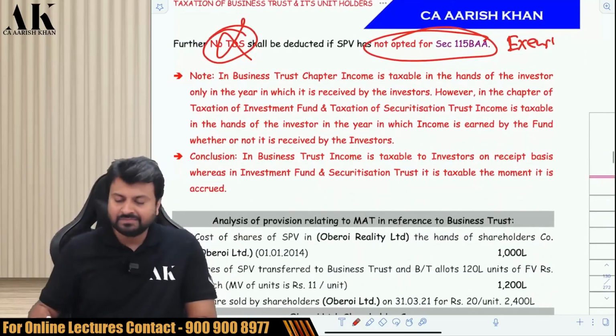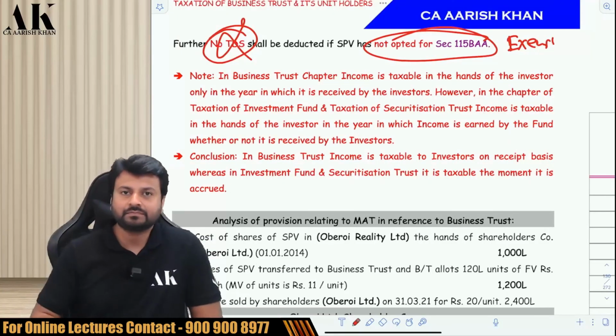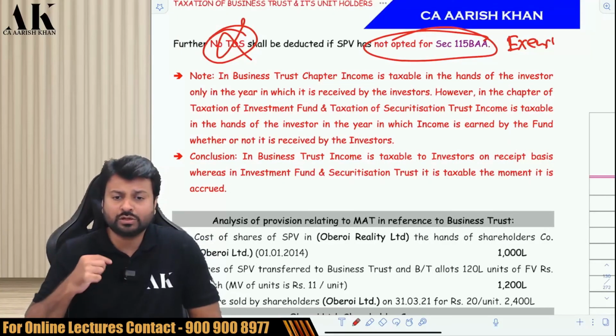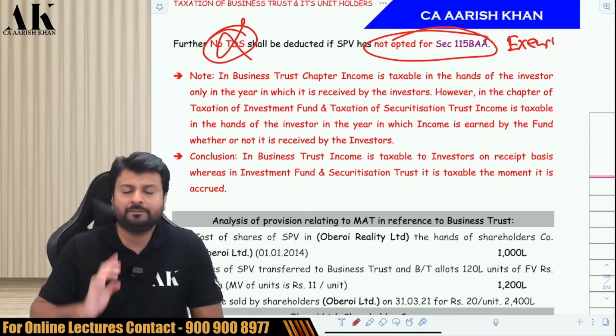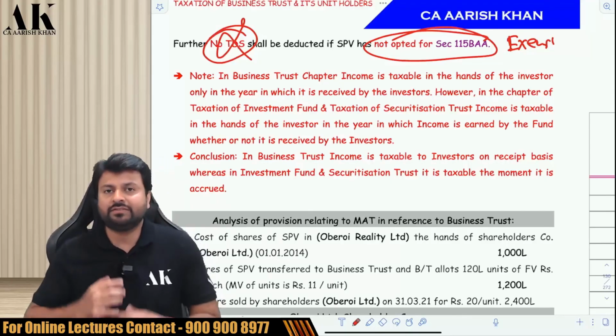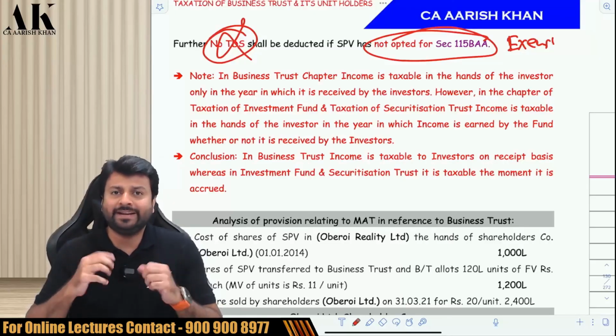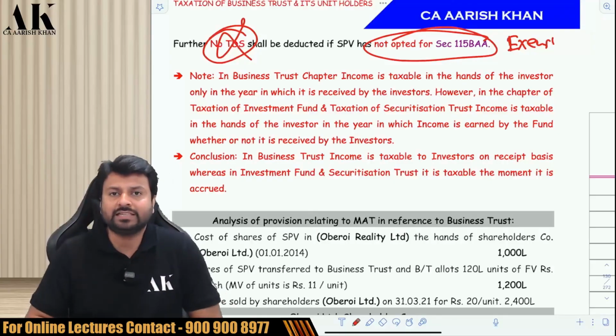Now, here you have to compare this chapter with two more chapters which we have done earlier, which is very important. In this chapter, you are going to deduct TDS only, and you are going to show income only to the extent the income is distributed. Actual distribution will be the income of the investor. Suppose the business trust is earning rental income of 100 rupees and distributing only 80, then only 80 will be income in the hands of the investor.